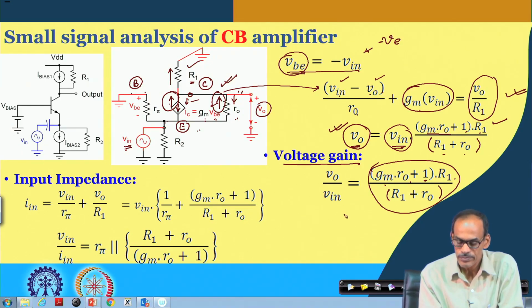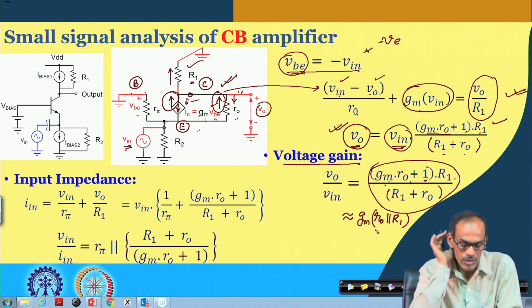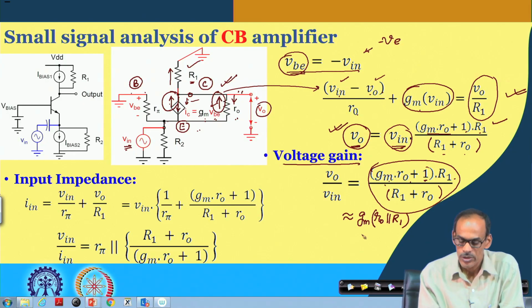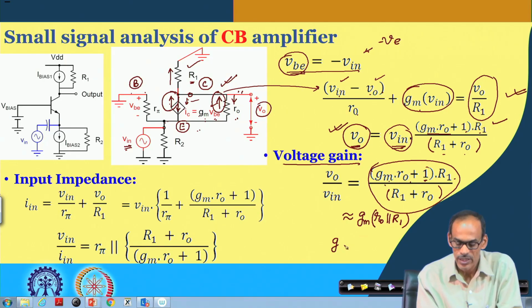In fact, you may approximate that this 1 is very small. So, we can simply say that this is gm into (ro in parallel with R1). And further to that, if you recall, the common emitter amplifier voltage gain is similar. Its gain was gm into (ro in parallel with Rc), and Rc is in fact R1 in this circuit. In the common emitter amplifier and this circuit, they are synonymous.